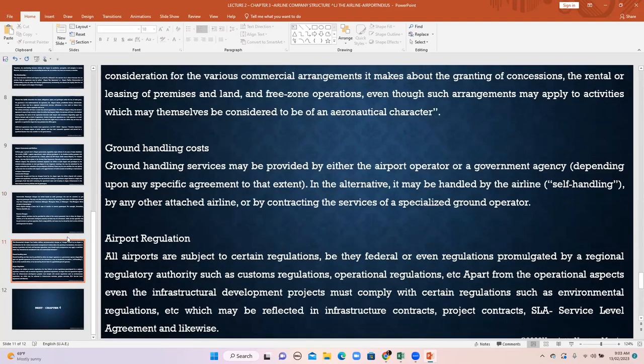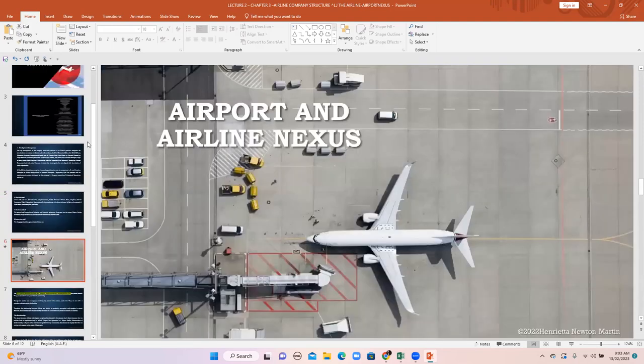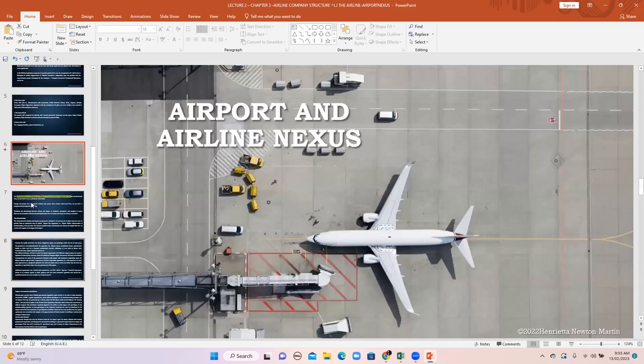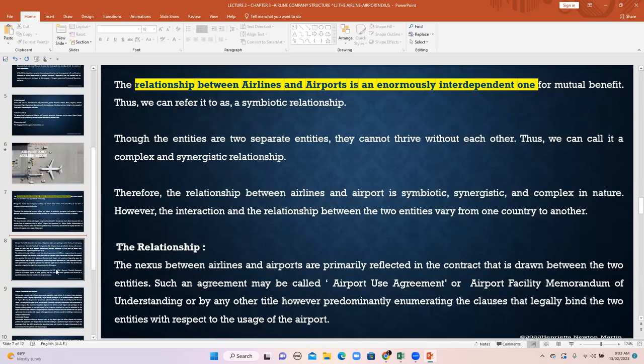So this is it. When a question comes on the relationship between airport and airline nexus, you're expected to write this. And of course, you're expected to do additional reference.